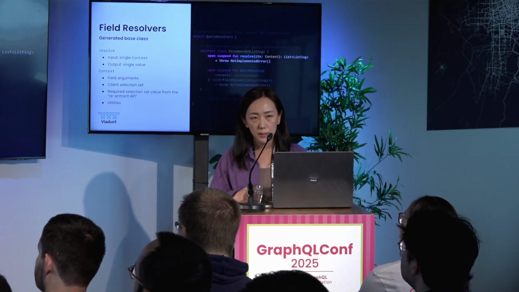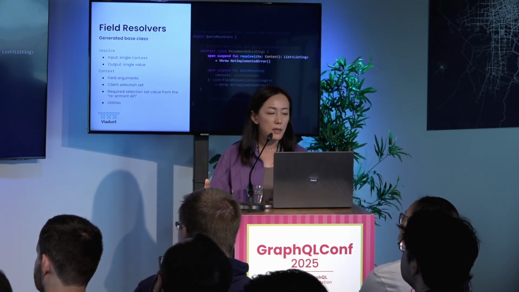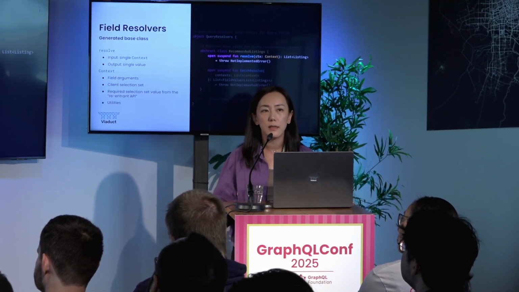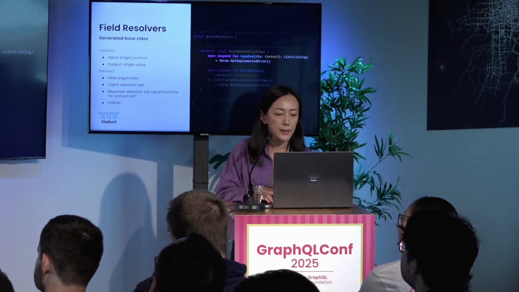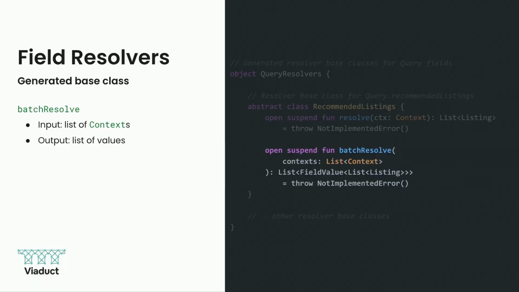So resolve takes a single context object as input and produces a single output. This context object contains the inputs to the resolver, such as the field arguments, and also some utilities, which I'll show. So batch resolve, by design, is really similar to resolve. It just takes a list of context objects as input and returns a list of outputs. You may also notice, if you can actually read this code, that each value in the output list is wrapped in a field value. This is basically kind of like a Kotlin result, if you're familiar with that, but it's a union of either a successfully resolved value or an error.